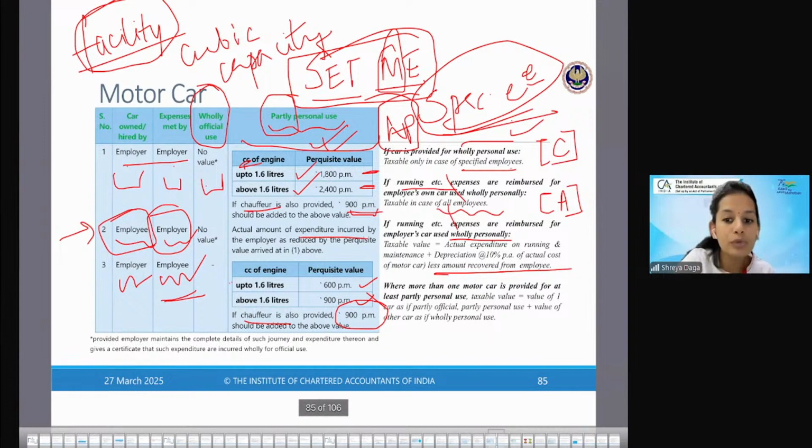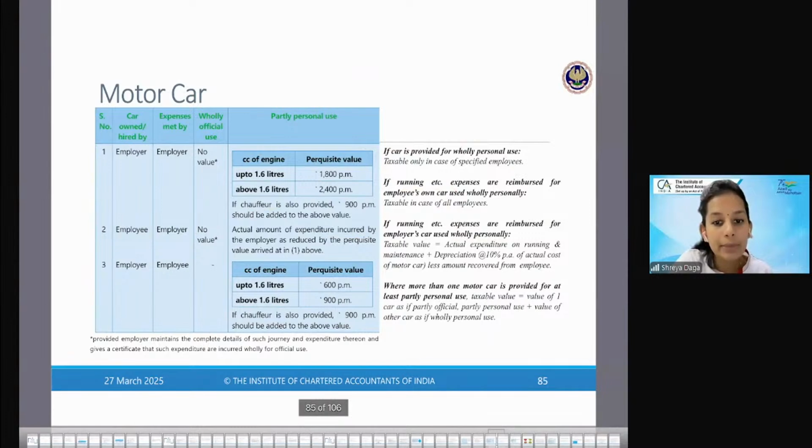Let me remove all the markings and tell you again. This time I will tell you in Hindi. Okay, because I've already given all the details in English. This time I will try to summarize in Hindi.